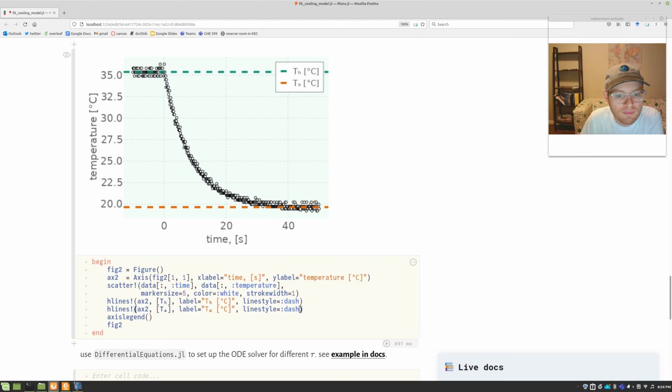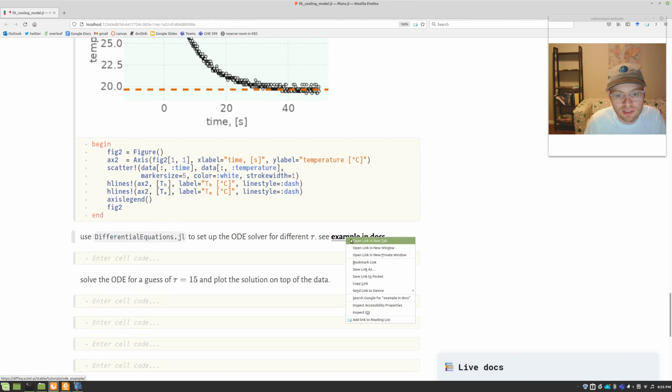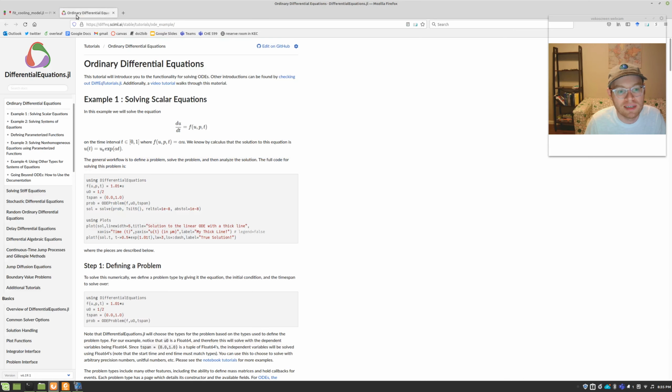Great. Okay, now that we've got those parameters, we're going to use DifferentialEquations.jl to set up an ODE solver. So this really has an analytical solution, but I just want to get you introduced to DifferentialEquations.jl. It's a really great package for solving differential equations numerically in Julia. It uses finite difference methods. And so what I do when I want to solve an ODE is just go to this page and try to mimic the examples.